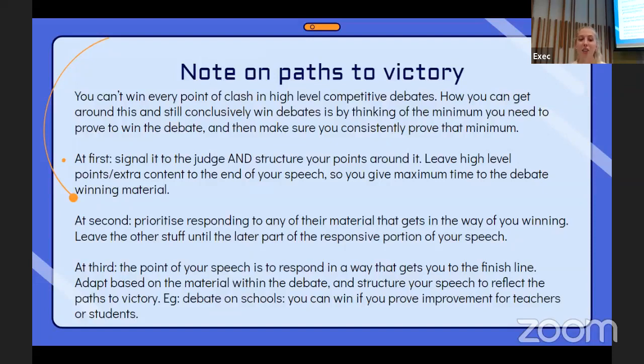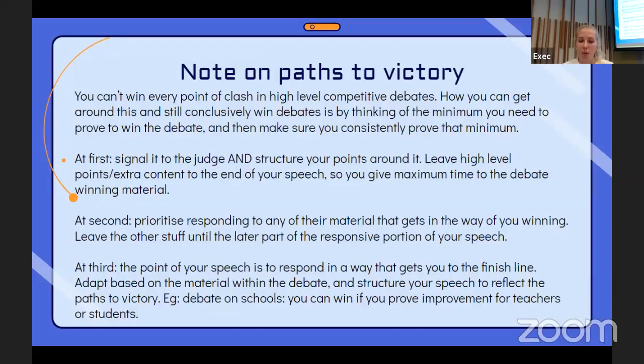At third, the point of your speech is in some ways similar to second speeches, but the point of your speech is to respond in a way that gets you to the finish line, because the debate's still evolving, still happening at second. At third, you've got to try and get that nail in the coffin, like really just destroy the other team's case. So you should be adapting based on the material within the debate. So the path to victory, or the way that you win the debate at third, is probably a little bit different to the way you said it at first, because of the way that you've interacted with the other team's arguments and come to a slightly different solution.